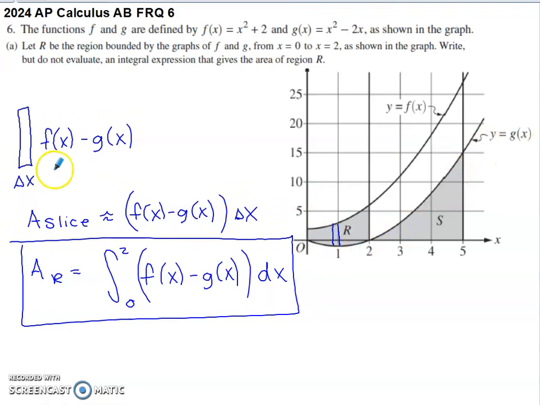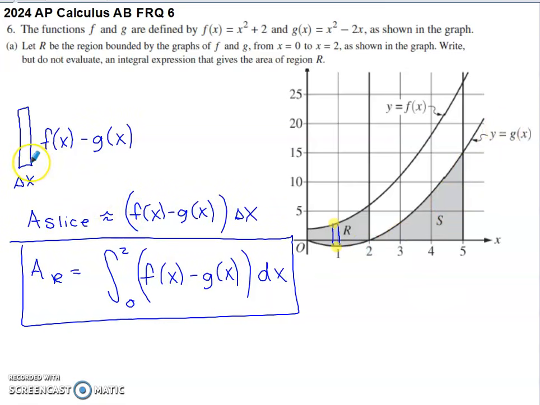So I've got a vertical slice. The width of that vertical slice is a tiny, tiny change in x, and then the height of that vertical slice has to be positive. I need to take the top y value minus the bottom y value to make that height dimension positive. The top y value, as we indicated a few seconds ago, is y equals f of x. The bottom y value is y equals g of x.